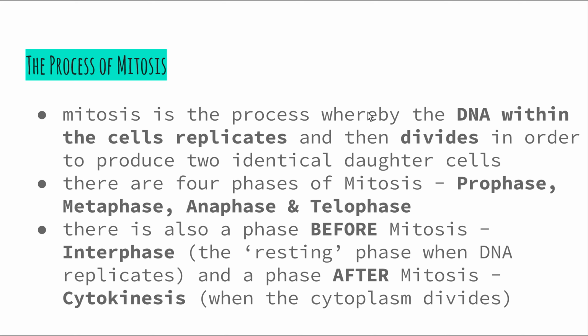So there are four phases of mitosis. They are known as prophase, metaphase, anaphase, and telophase. And a way to remember them is to get the idea of PMAT into your head. There is also a phase before mitosis, which is known as interphase, and this is the resting phase of the cell. And in this phase, the DNA replicates. So if we're looking at human cells, for example, we go from 46 chromosomes to 92. And then during the process of mitosis, that gets halved again to 46. And then after mitosis, cytokinesis is the final process where the cytoplasm divides.